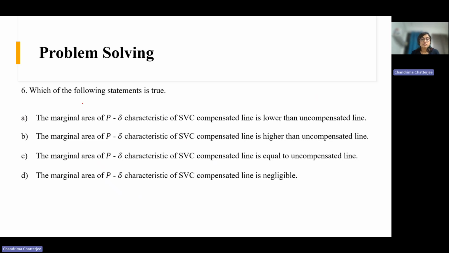The next question. Which of the following statements is true? The marginal area of P delta characteristic of SVC compensated line is lower than uncompensated line. Now what is the marginal area? That we need to know first. What is the marginal area?